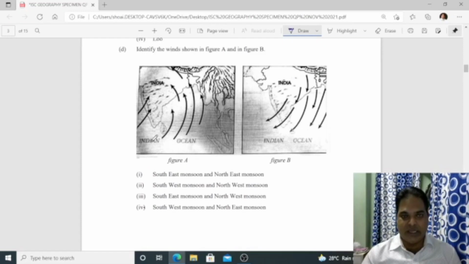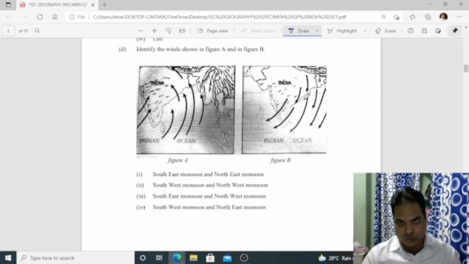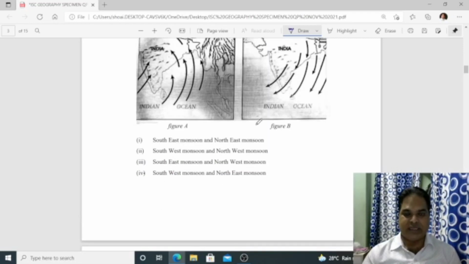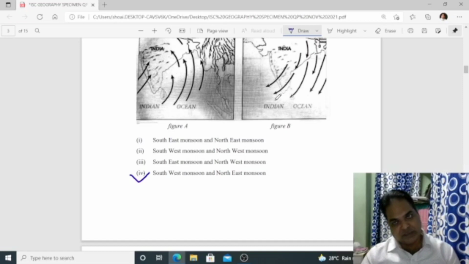So you can see here it is moving from south to west, and this is moving from north to east. Okay, so the correct answer is number 4, southwest monsoon. Southwest monsoon and northeast monsoon. It is moving down from north to east.